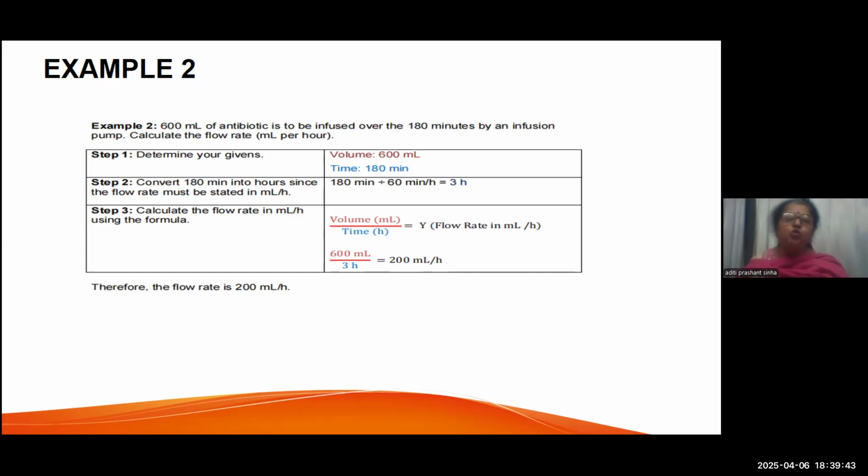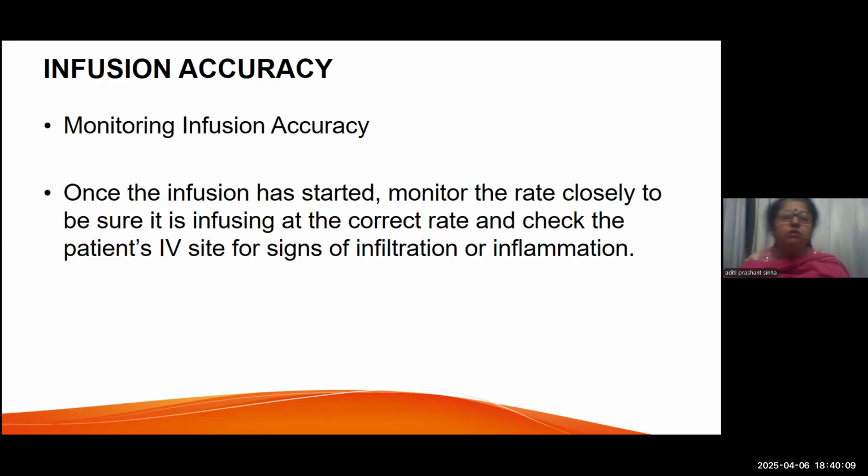So here you have 600 divided by 3, putting the same volume divided by time, you are going to get the flow rate. So 600 ml divided by 3 hours, what are we going to get? It is 200 ml per hour. I hope that I am very clear in explaining these calculations. It's very simple. You just have to focus on the formula and the strength, and whether you need to convert into minutes or hours.